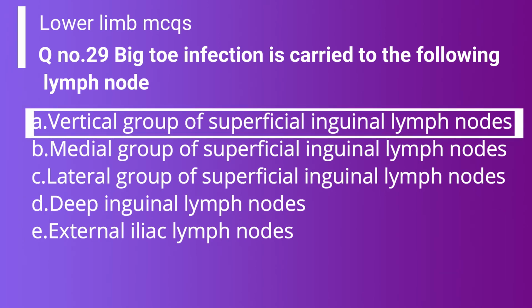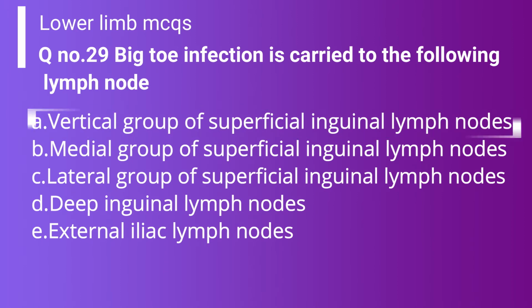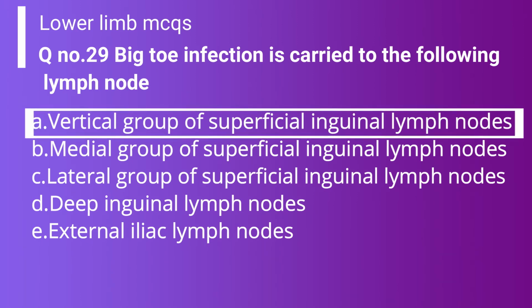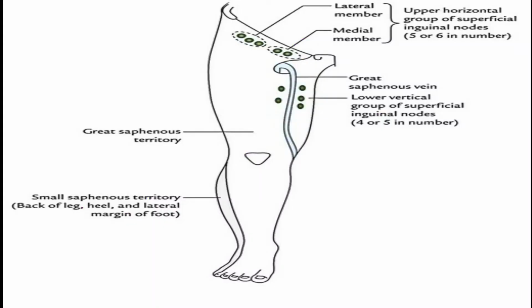So the correct answer in this scenario is option A, that from the toe, the lymph drainage is to the vertical group of superficial inguinal lymph nodes, as shown in the picture.